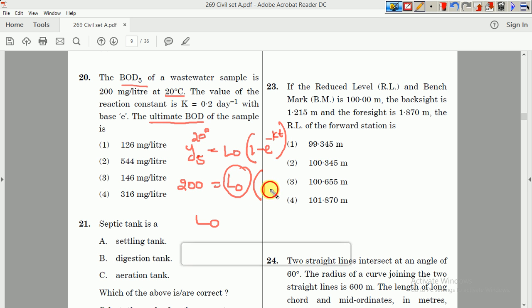They have given 1 minus e power minus 0.2, where K is equal to 0.2. They have already given it, into T. T is the time, BOD at 5, so this itself is the time. It is 5. So that you will get an answer. The answer for this question is 316 milligram per liter.